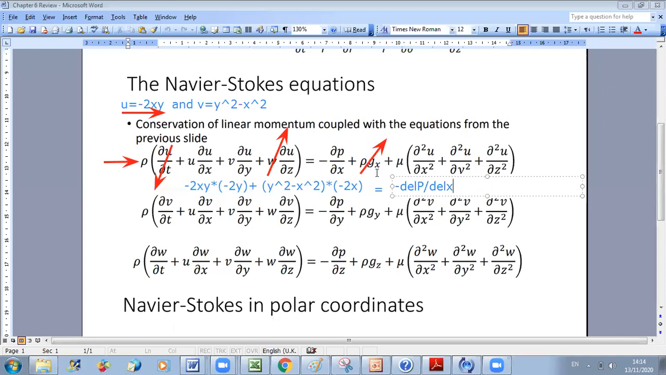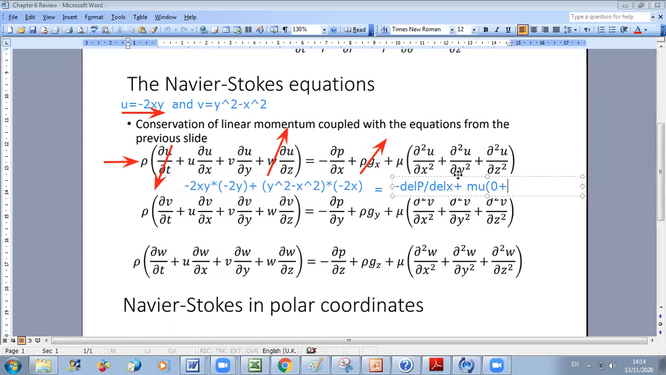Okay? Now, if I do the second derivative of u with respect to x, I will get what? I will get 0. Because look, u is minus 2xy. When you do the first derivative with respect to x, you get minus 2y. If you derive another time with respect to x, it's what? It's 0. So it's plus mu times 0 for the first term.